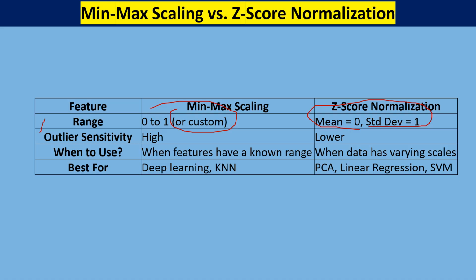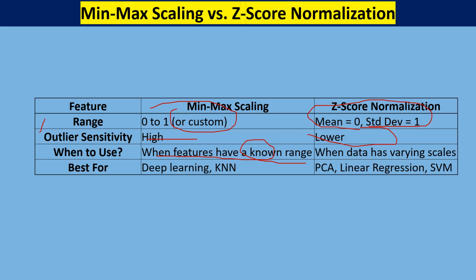Outlier sensitivity. Min-max scaling is highly sensitive to outliers because extreme values shift the range. If there is a very large or small value, it compresses most of the data into a small space. Z-score normalization reduces the impact of outliers because it is standardized based on the standard deviation, ensuring a more balanced spread.